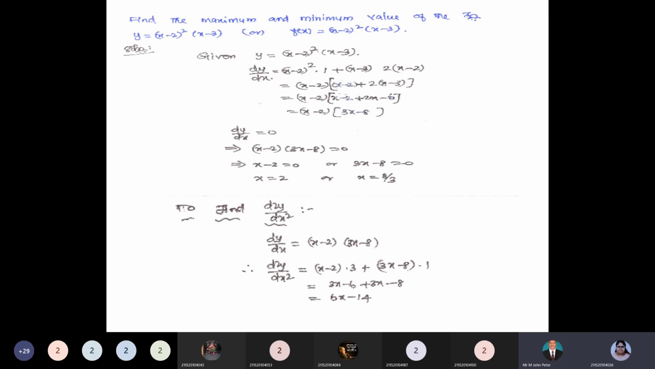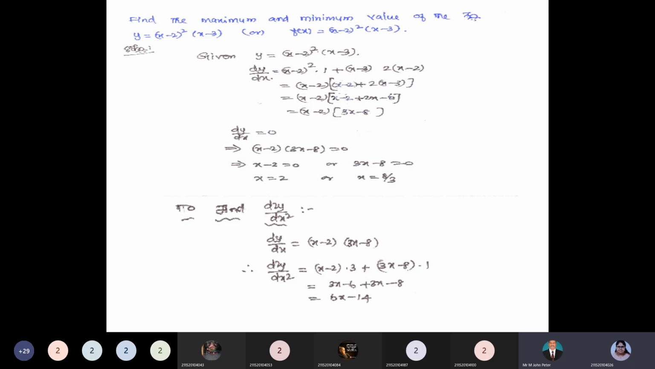Take the first function u equal to (x minus 2) whole square, and v as (x minus 3). Keep the first function as a constant and differentiate the second function x minus 3 with respect to x; that gives 1. Next, keep x minus 3 as a constant and differentiate the first function (x minus 2) whole square: 2 times (x minus 2) into the derivative of the inside function, which is 1. Next, take x minus 2 outside, then you get (x minus 2) [(x minus 2) plus 2 into (x minus 3)].